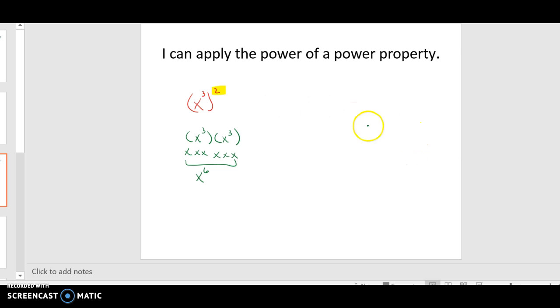All right, let's do another one. Let's go y to the 2nd to the 4th power. So that would be y squared times y squared times y squared times y squared.